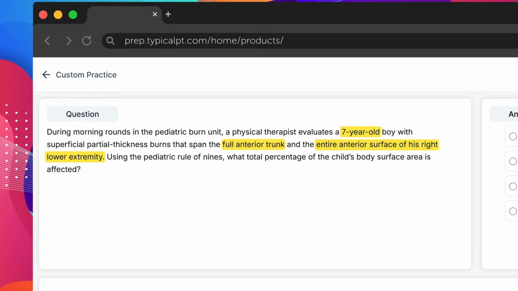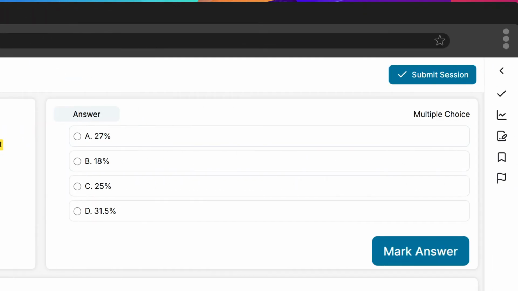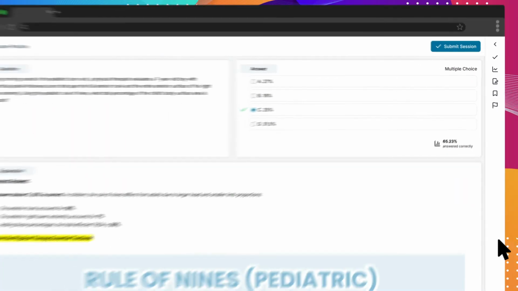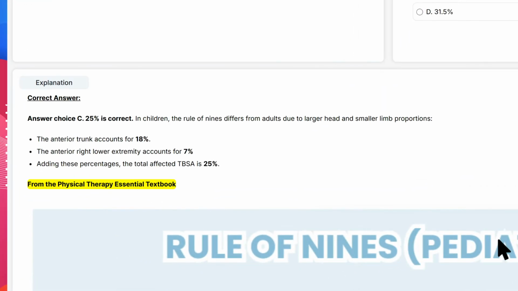This is where the tricky part comes in though, the legs. In adults, the anterior surface of the lower extremity is 9%, but in children, it's 7%. And that's just because children have smaller limbs than adults do in proportion to their body. So, knowing that, if it's 18 plus 7, it's got to be 25, making answer choice C correct. We got it right, as did about 65% of other students. Awesome. Let's take a look at the explanations and see why answer choice C is correct.